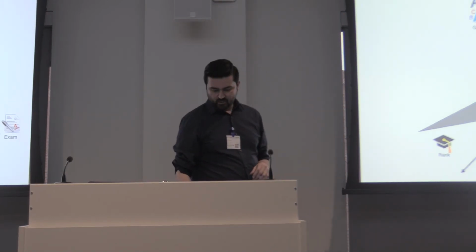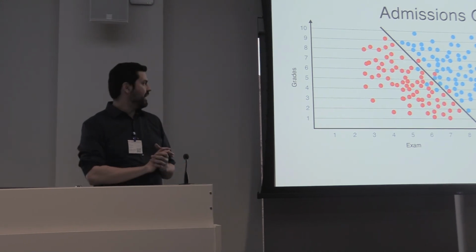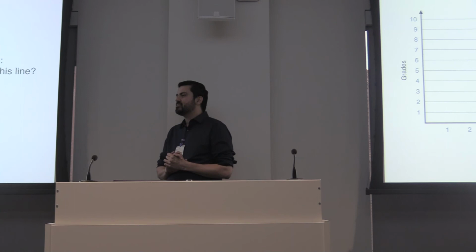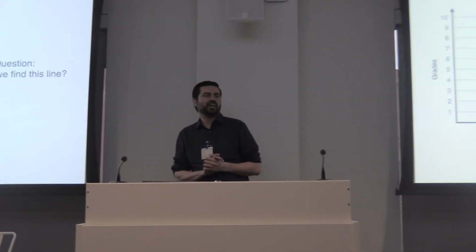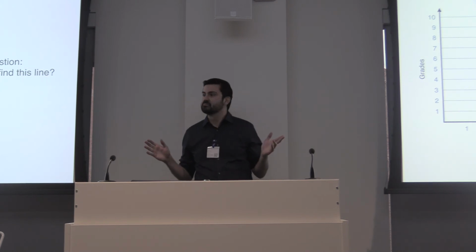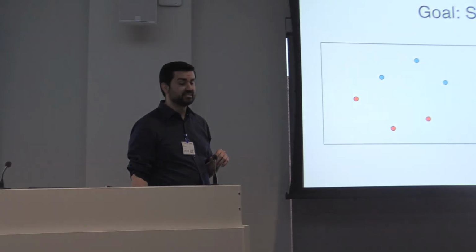But now the question is, how do we find this line? I mean, we can eyeball it, but if it's 1,000 dimensions, we cannot eyeball it. So we have to teach the computer how to find the perfect line. Okay? So let me show you very quickly what the perceptron algorithm is, also called logistic regression. They are taught differently, but actually to me are the same thing with a minor difference.